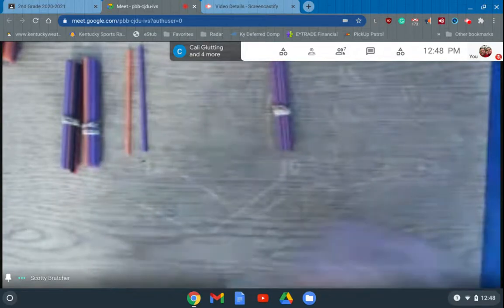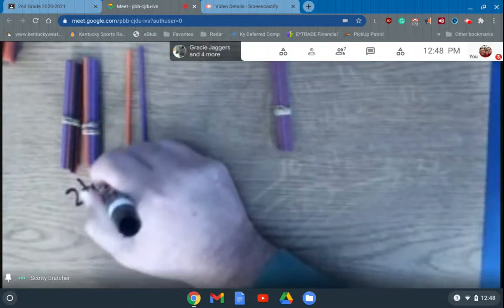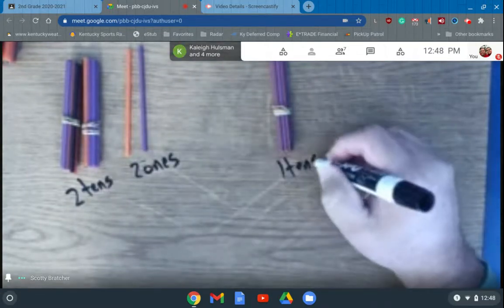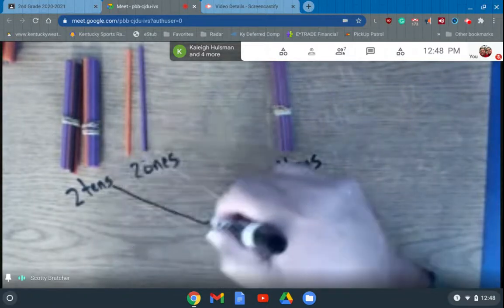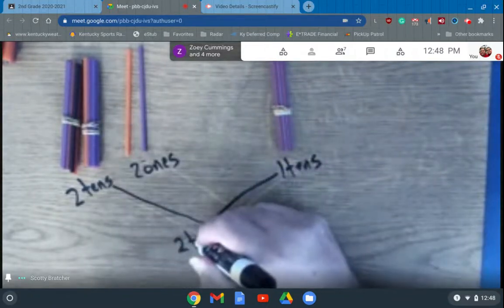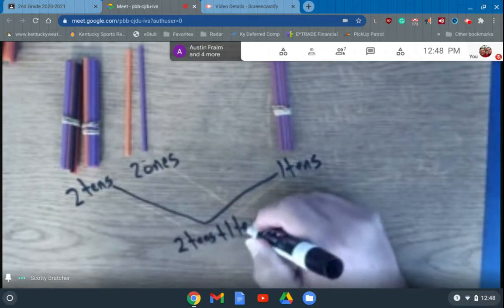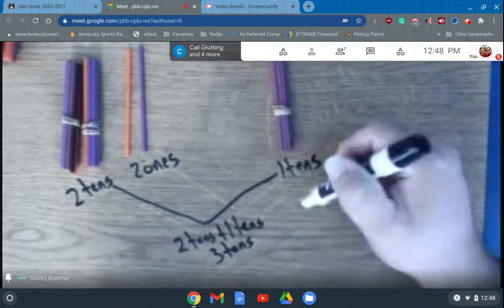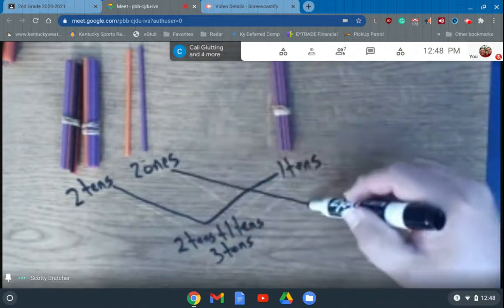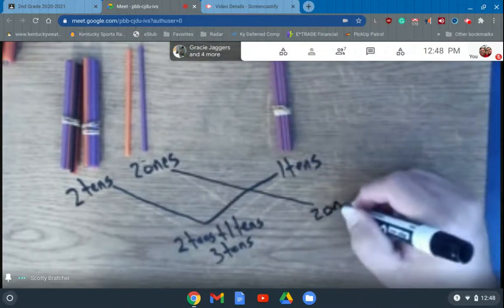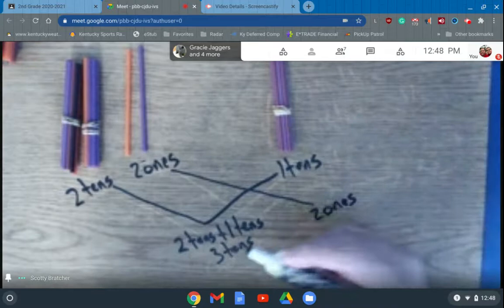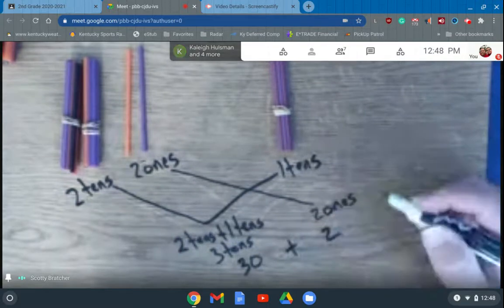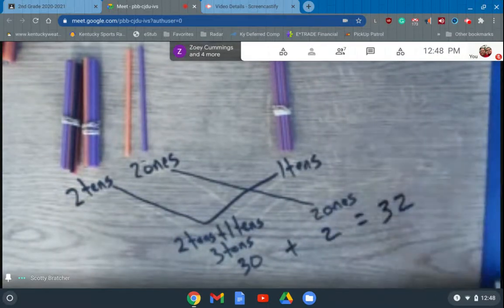So I'm going to say this is 2 tens. This is 2 ones. This is 1 tens. So when I put these two together, I have 2 tens plus 1 tens, which gives me 3 tens. And I still don't have anybody to put with the 1, so I'm going to come over here and say this is 2 ones. 3 tens is 30. 2 ones is 2. And when I put them together, it gives me 32. Okay?